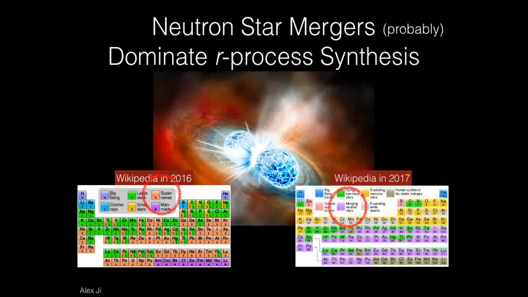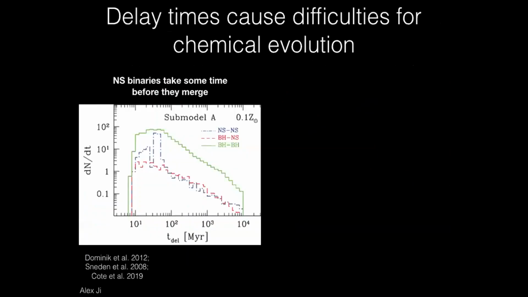But then people went back and said, well, there's a reason we thought that neutron star mergers are not such a good source of R process elements. It basically comes down to this delay time. This figure is from a theoretical binary population synthesis code. Basically, it tries to predict the distribution of merging times for compact objects, including neutron star binaries.